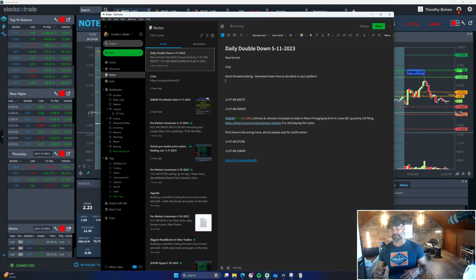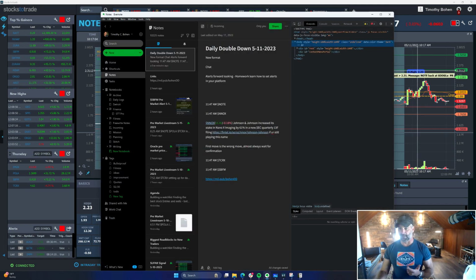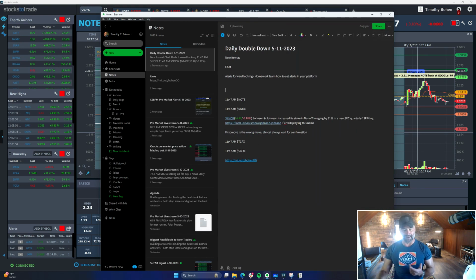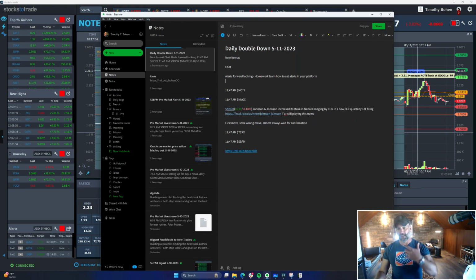TradingView, a lot of you guys use TradingView. Same thing, right-click the chart, set alert. I think pretty much every platform is like that, but I've used 90% of platforms. I have not used them all. So that's your homework, okay? Remember, we're gonna talk about a lot on these daily double downs, okay? So I want you to know how to do that. So that being said, let's move on to the meat, okay?